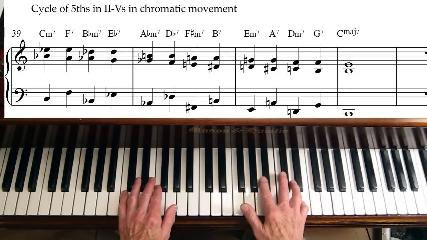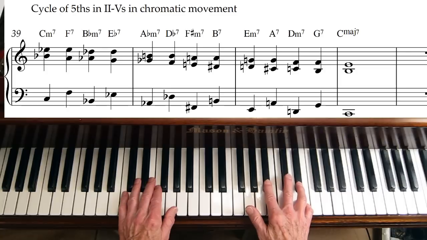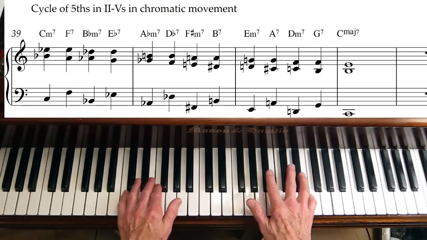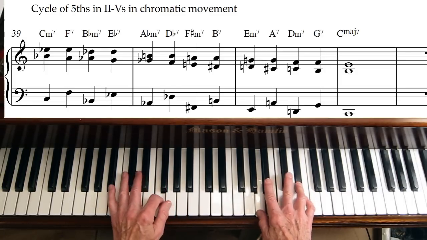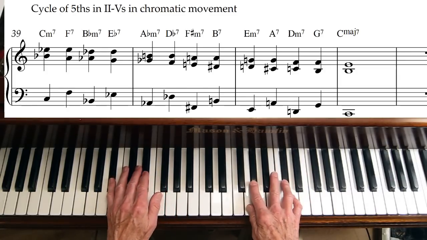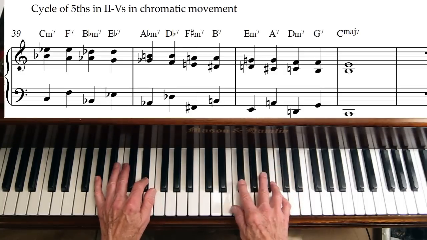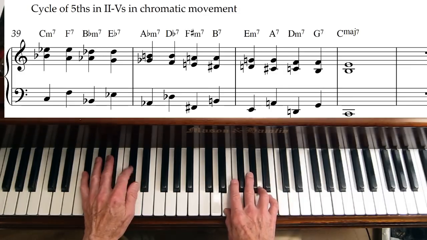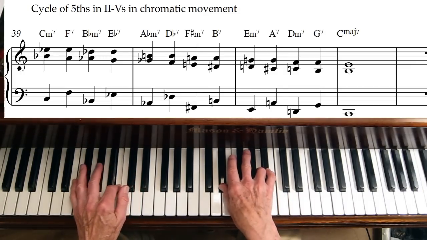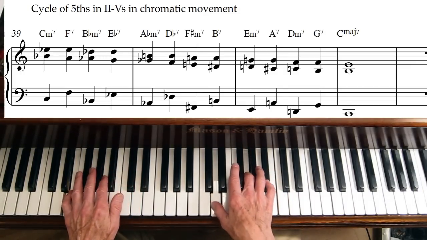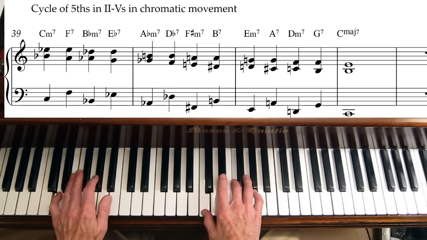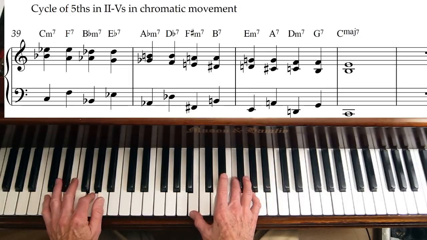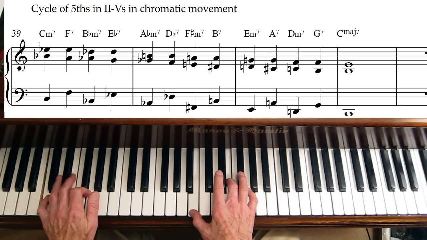And this is also a very simple move chromatically in the right hand. So it goes like this: C minor 7, F7, B flat minor 7, E flat 7, A flat minor 7, D flat 7, F sharp minor 7, B7, E minor 7, A7, D minor 7, G7, C major 7.